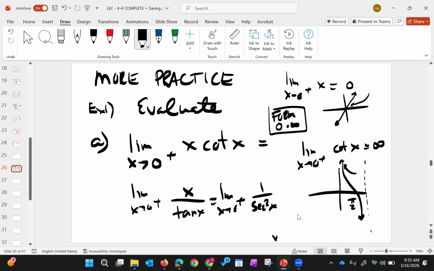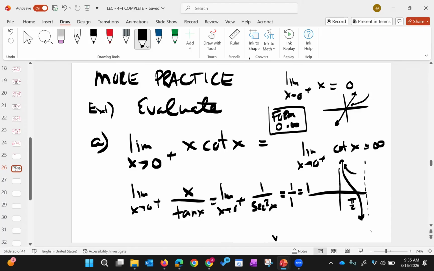Can we plug in the 0 into secant? Yes. What is the value? 1. Okay. And 1 over 1 is 1. Crazy. This is really crazy. You have something going to 0 and something going to infinity, right? And there's a ratio between those two, and the ratio technically is 1. They balance themselves out right at 1.